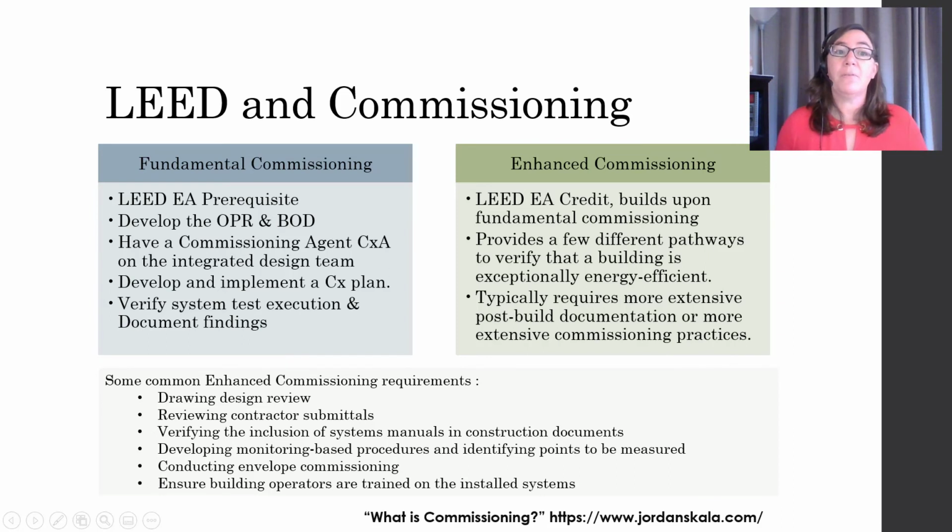All right. And the prerequisite is that all projects need to develop the OPR and the BOD. They need to hire a commissioning agent, abbreviated CXA, and have them on the integrated design team. All projects must develop and implement a commissioning plan, and therefore they are going to verify system tests are actually performed and document the findings. This is the baseline. All right, all LEED projects have to do this.